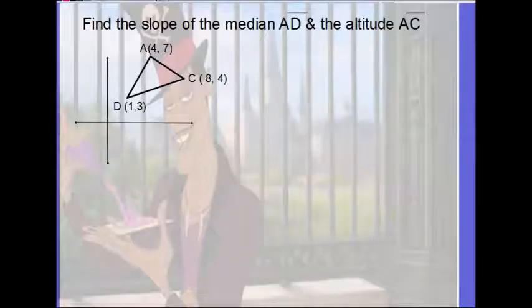Okay, for our last example, we want to find the slope of the median to AD and the altitude for AC. So here we go. Slope of the median. What does it mean to be a median? A median means that it's going to be starting at a vertex and attaching to the midpoint of the side opposite. Well, what is the midpoint? That's the first question we need to ask.